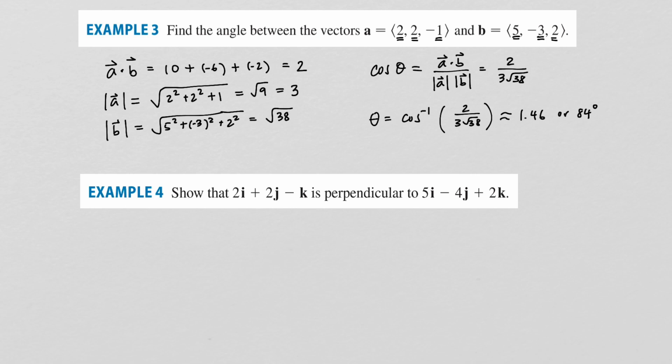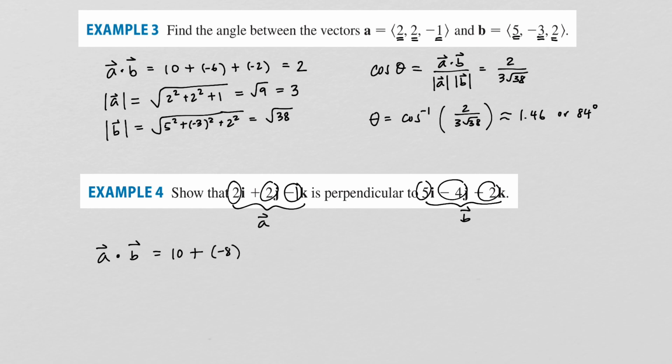Next, we want to show that the following vectors here are perpendicular to each other. To do this, we simply need to show that the dot product is 0. So if I call this vector A and I call this vector B, the dot product of A and B is going to be 2 multiplied by 5, which is 10, plus 2 multiplied by negative 4, which is negative 8, and negative 1 multiplied by 2, which is negative 2, and you will notice that this dot product is 0, which means these vectors are perpendicular to each other.